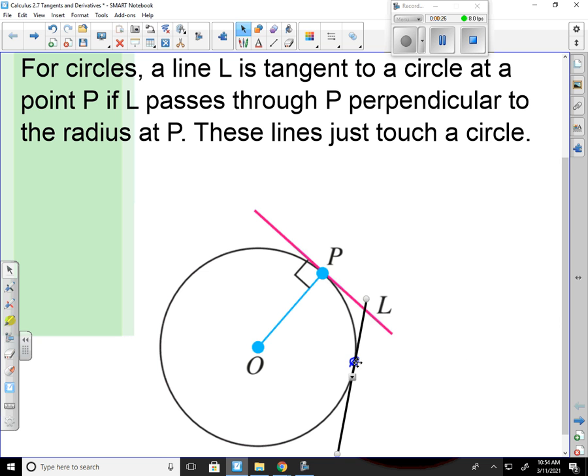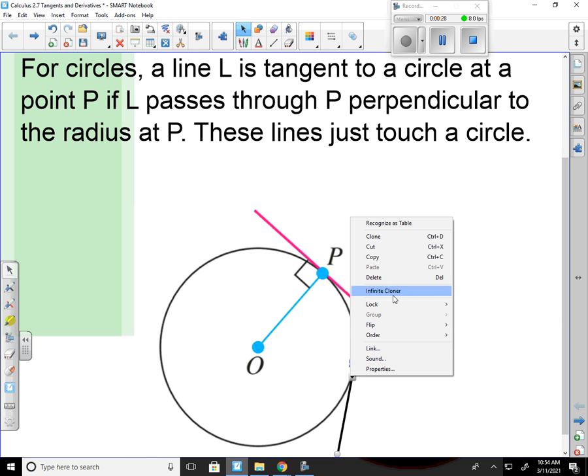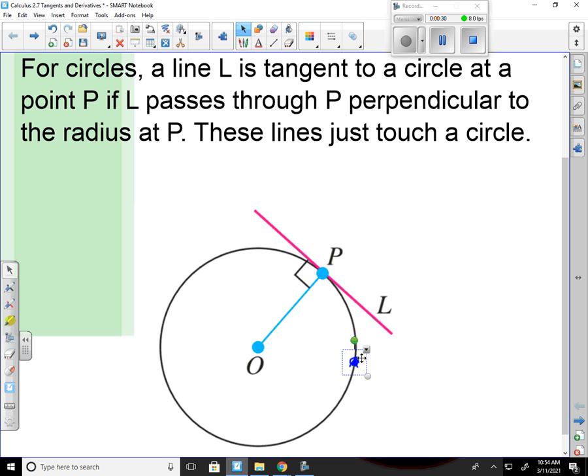So, if I have a line L that's touching the circle, then it has to be perpendicular to the radius at this point. So I have the perpendicular sign here, showing that it's perpendicular to this radius OP from the origin of the circle out to P. A line that's tangent to that just touches the circle directly at that point P.